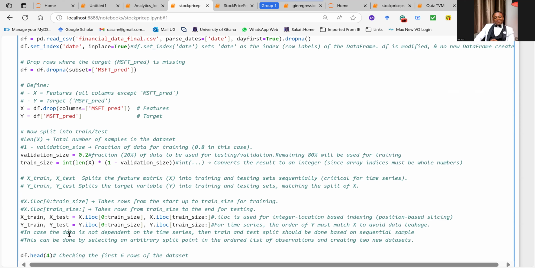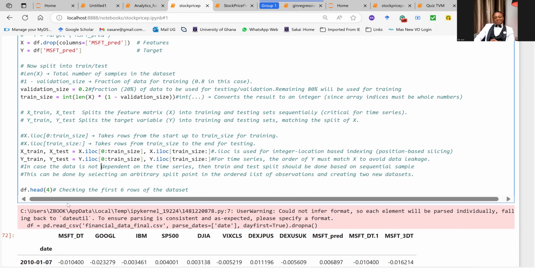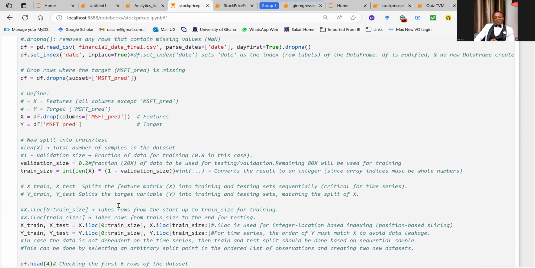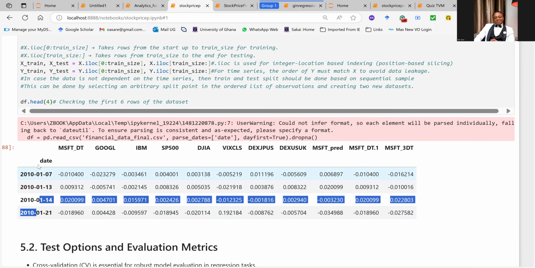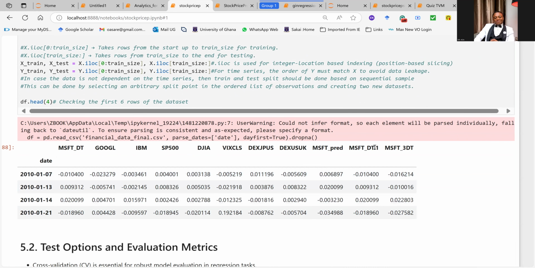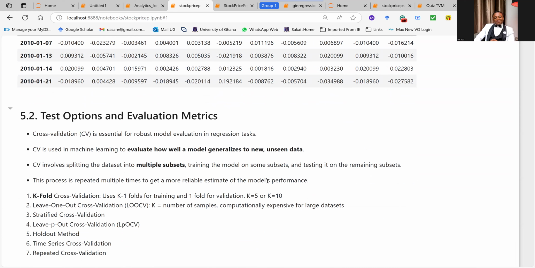And I've put a note here that in case the data is not dependent on time series, then the train and the test split should be done based on sequential sample. That is one after the other. Okay. Now let's show the data after we've done all of the train splits. And there you go. So you can see that now it has organized everything in a very nice data frame. The data has been made ready for the evaluation. Now you are ready to do your analysis.